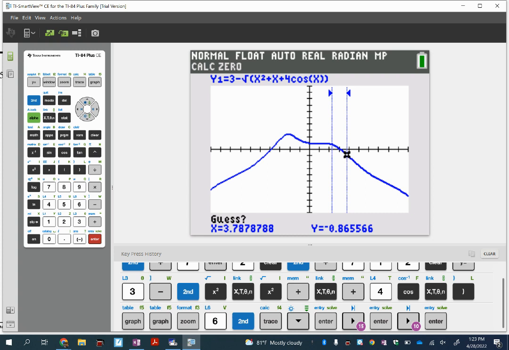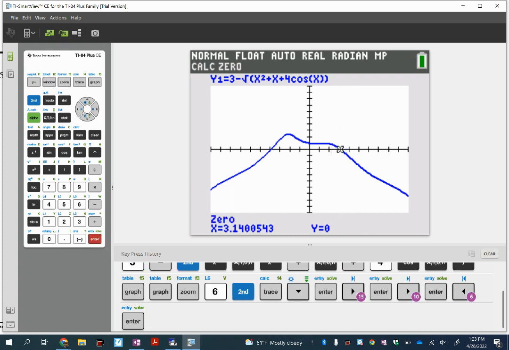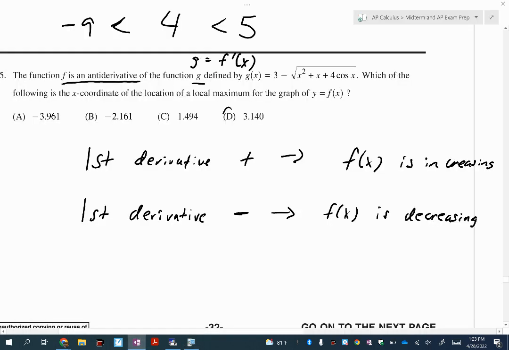And then it says guess. You don't need to guess. If you want to guess, you can scroll back over, but you don't need to guess. It's going to do it exactly for you. All right, do you see the 0? It's 3.14. So at 3.14, hey, right? Everyone's favorite pi, right? At 3.14 is where we have a local maximum. So the answer is D.